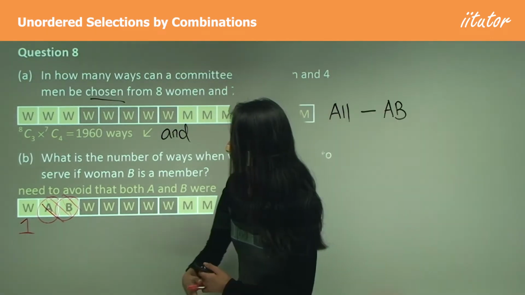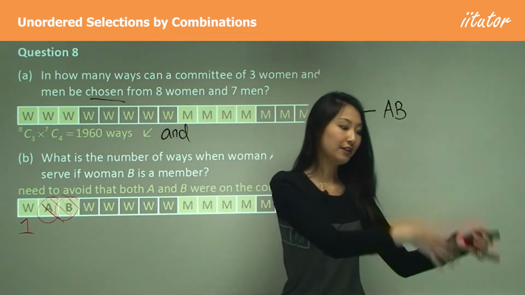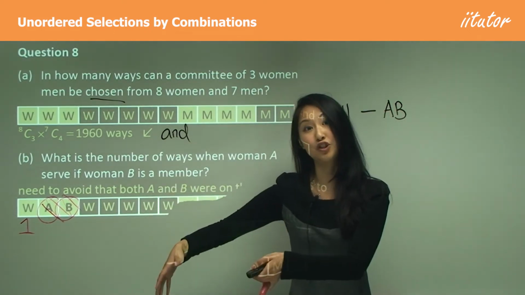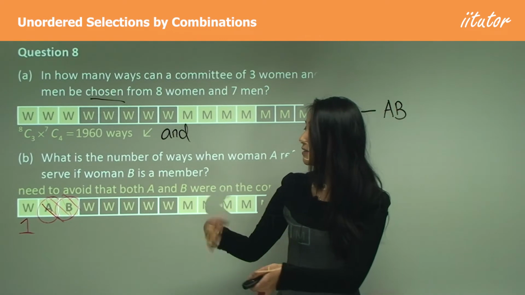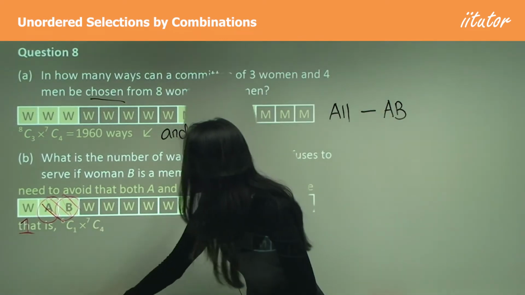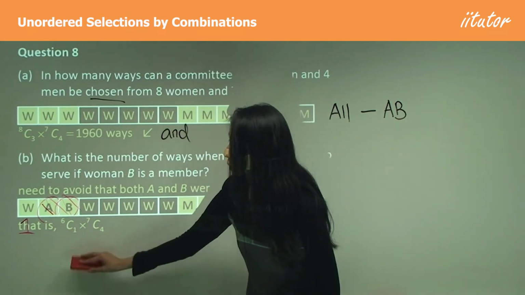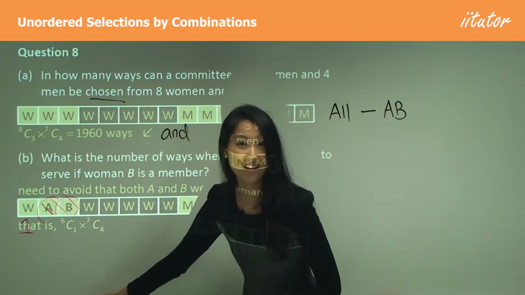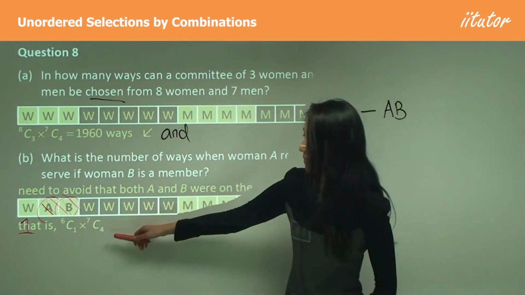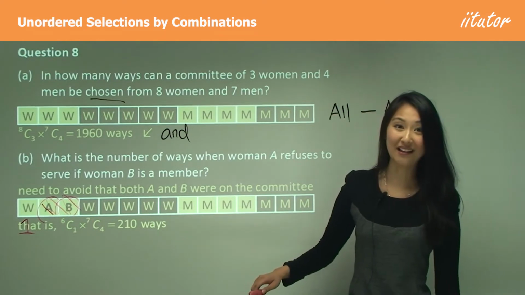A and B have already taken that spot, so there's only 1 spot left. A and B are already on the committee, so there's only 6 women left to choose from. So to make sure that A and B are together, it's going to be 6C1. Out of 6 women left, I choose the 1 place that's left over, multiplied by 7 men choosing 4, which is the same. And that gives me 210 ways.